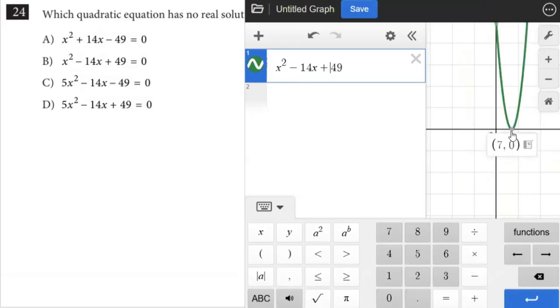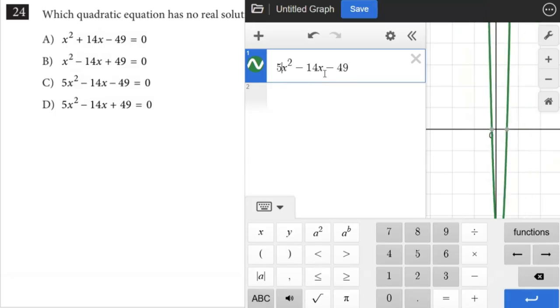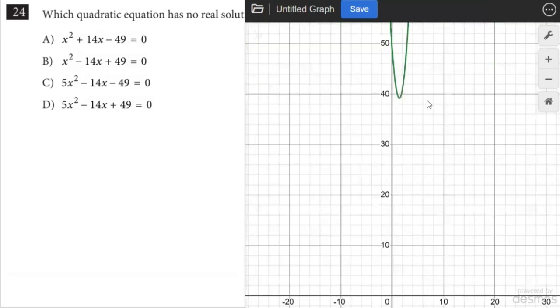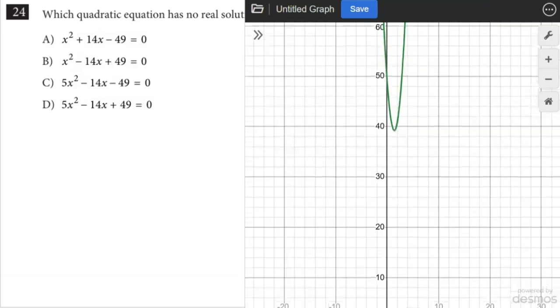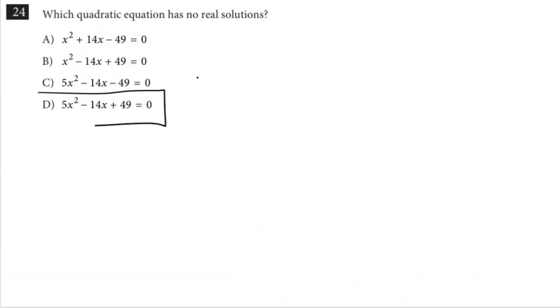So this one also has a root. Then I can change this to minus and this one to a 5. This one also has real roots. If you make the last one a positive, you can see it is entirely above the x-axis. So such an equation does not have real roots. So D is the one.